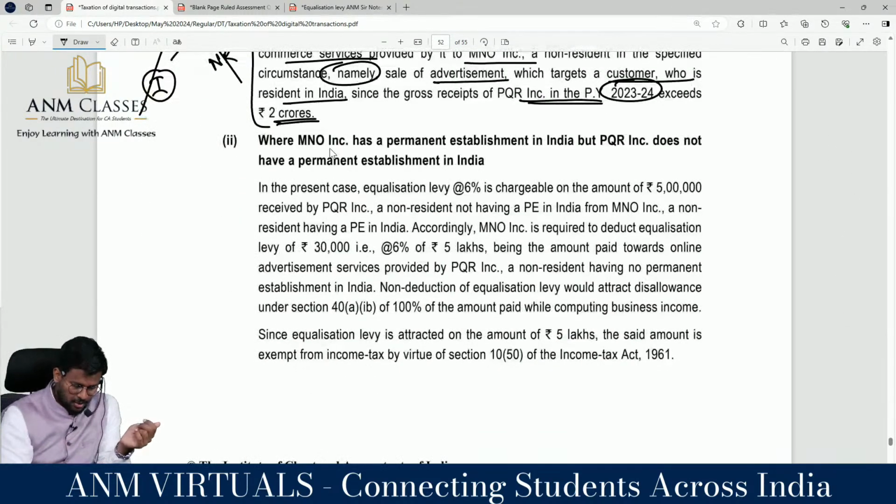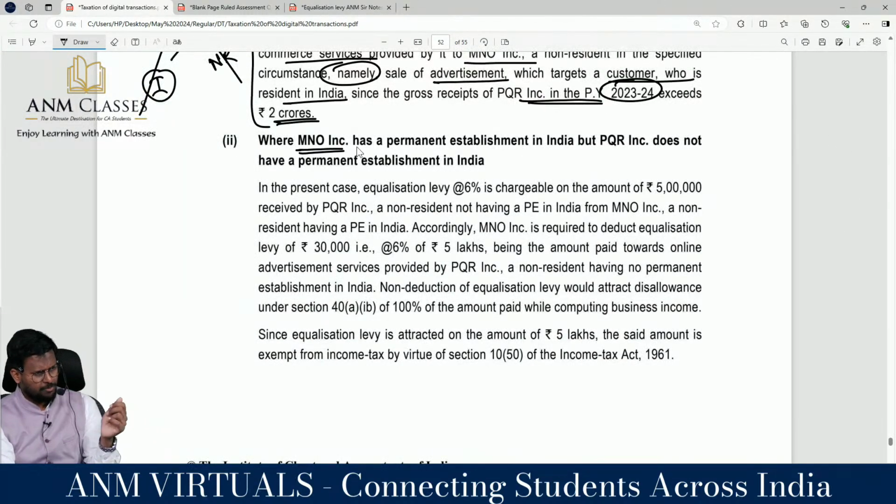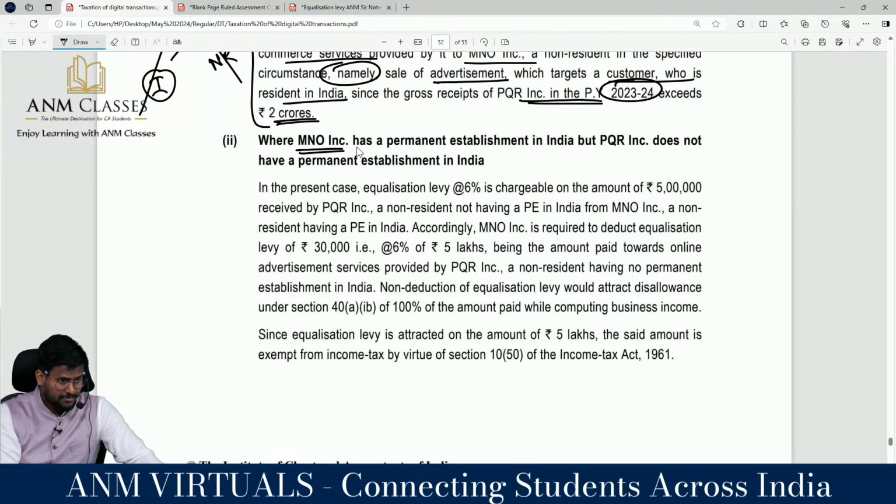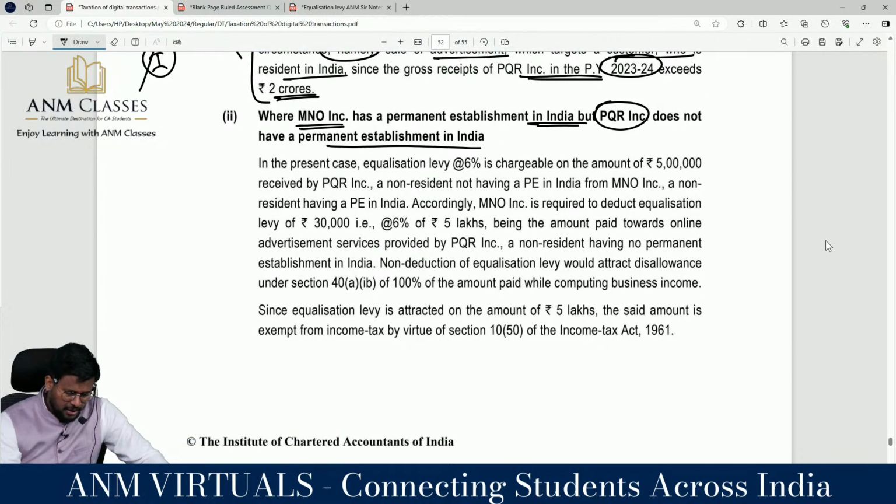Next one: MNO Incorporation, the service provider or recipient, has a PE in India, but PQR Incorporation does not have a PE in India. That is enough, it falls under 165, correct? In the present case, at what percent is equalization levy chargeable on the amount of 5 lakh received by PQR Incorporation, a non-resident not having a PE in India, from MNO Incorporation, a non-resident having a PE in India?